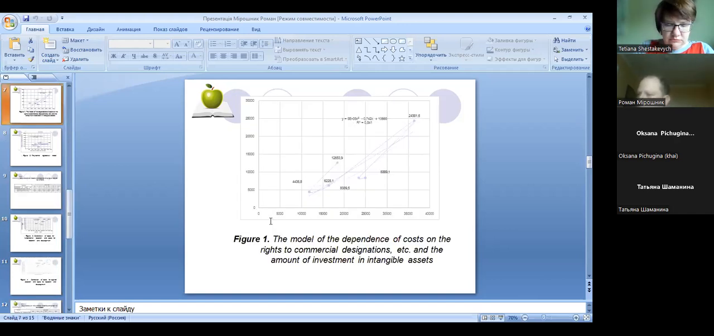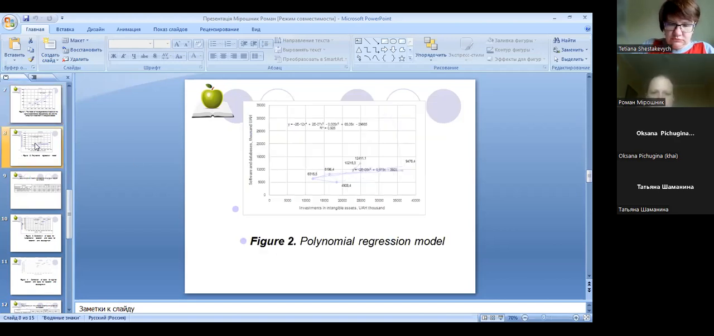Figure one shows the model of dependence of cost on the rights to commercial designation and the amount of investment in intangible assets. Figure two shows a polynomial regression model. This is a model of a polynomial of the independent variable of degree two in the first case and degree four in the second case, respectively, in the presence of a strong and very strong relationship.